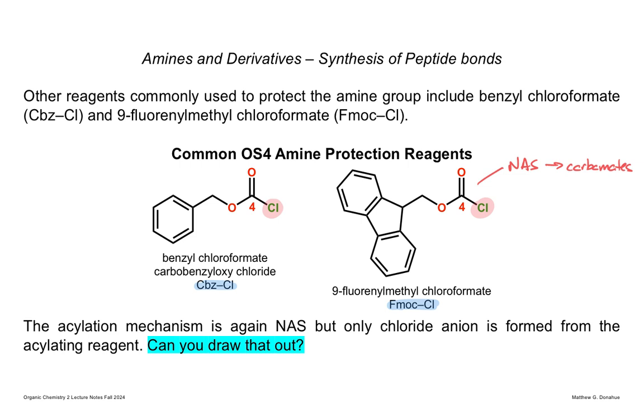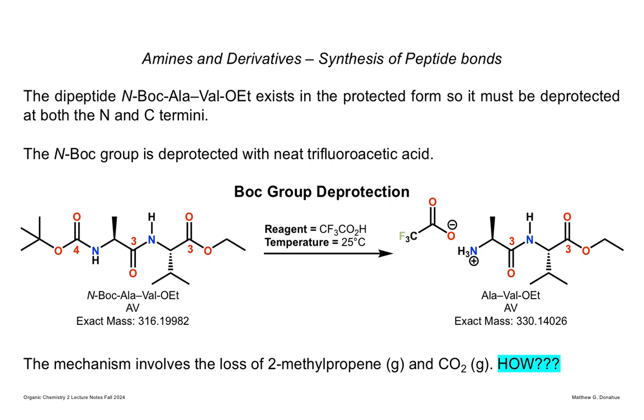And so the question would be, why would we need different nitrogen protecting groups? Ultimately, if you put the protecting group on, you have to remove it. And so all of these act under different conditions to remove them. The BOC group is removed with acidic conditions, so trifluoroacetic acid.